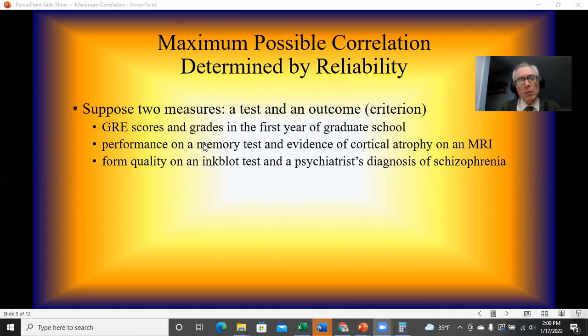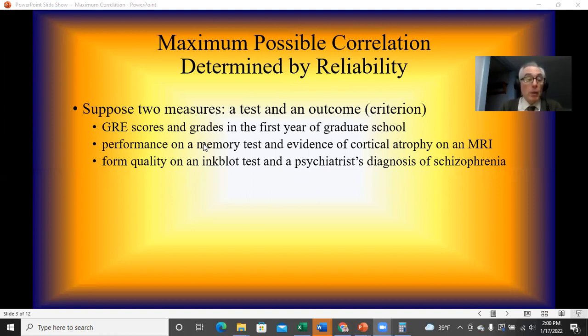That outcome or criterion may be another test, but it also could be something that we would not normally think of as a test. So you have two measures, always in a correlation, at least two measures, one of which happens to be the scores on our test. The other is whatever that outcome might be. I've put a few examples on the slide for you. One might wish to use Graduate Record Examination test scores to predict grades in the first year of graduate school.